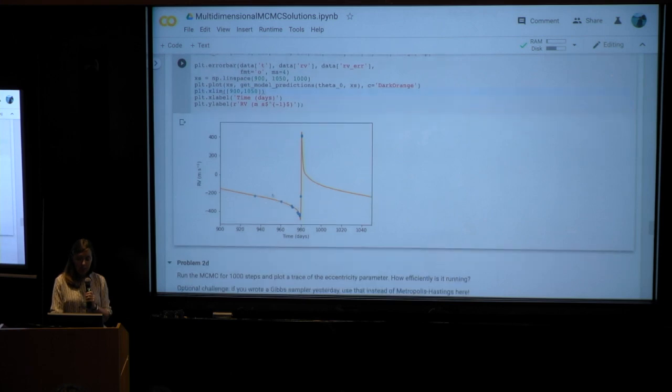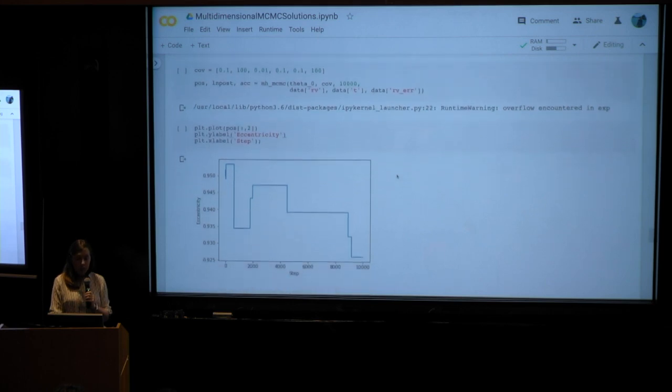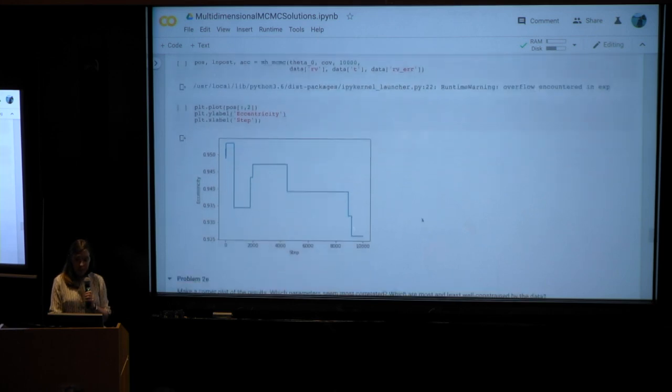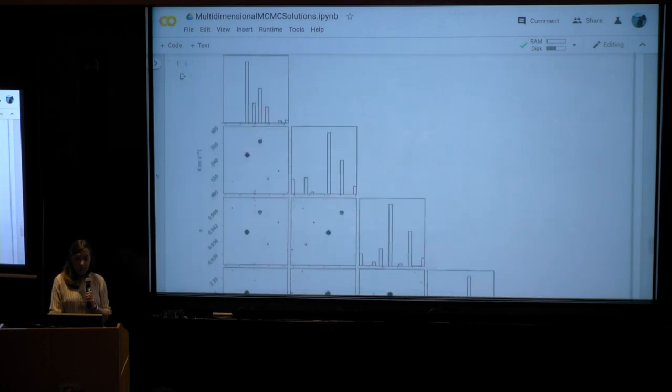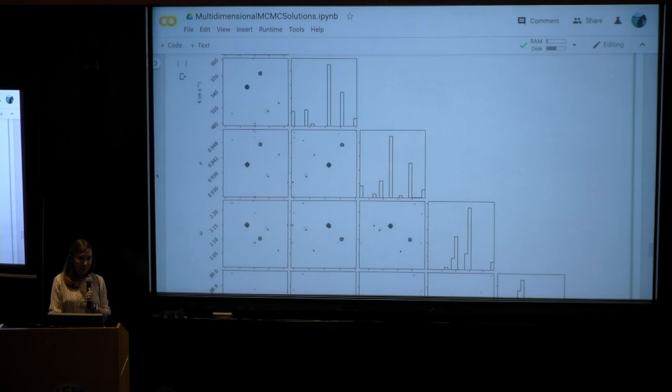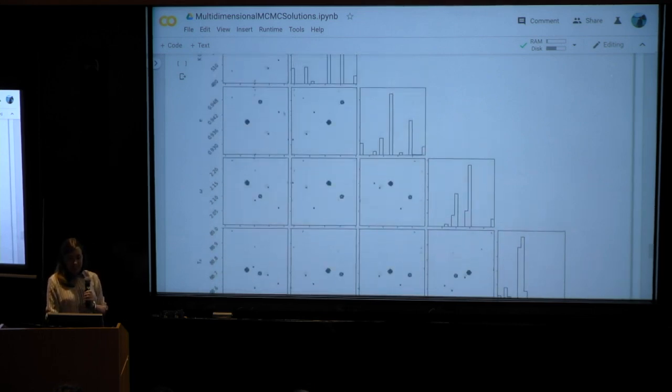So here I just fit by eye a little bit some good starting parameters for this. And I tried running naively, and you can see that there are really long correlation lengths here. And we don't even have enough independent samples to make a good corner plot. But you can see that there are strong correlations between many different things just from the few points that you have.